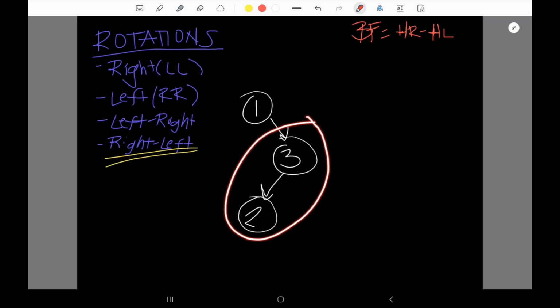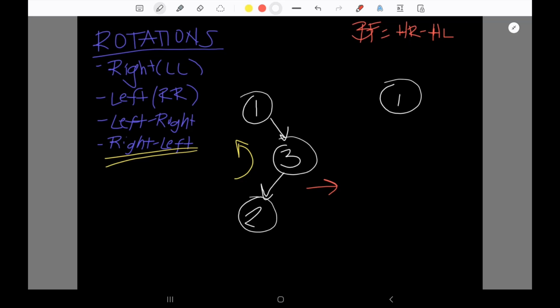So first we're gonna rotate this one. We're gonna rotate it to the right. If we rotate it to the right, 2 now becomes the child of 1. And now where do we put 3? 3 here? No, it's wrong because it is greater than 2. So to the right.